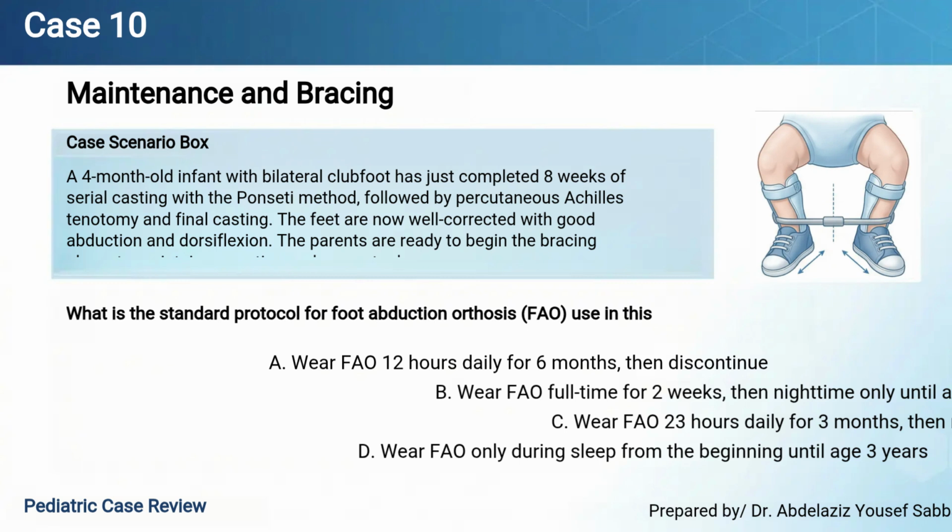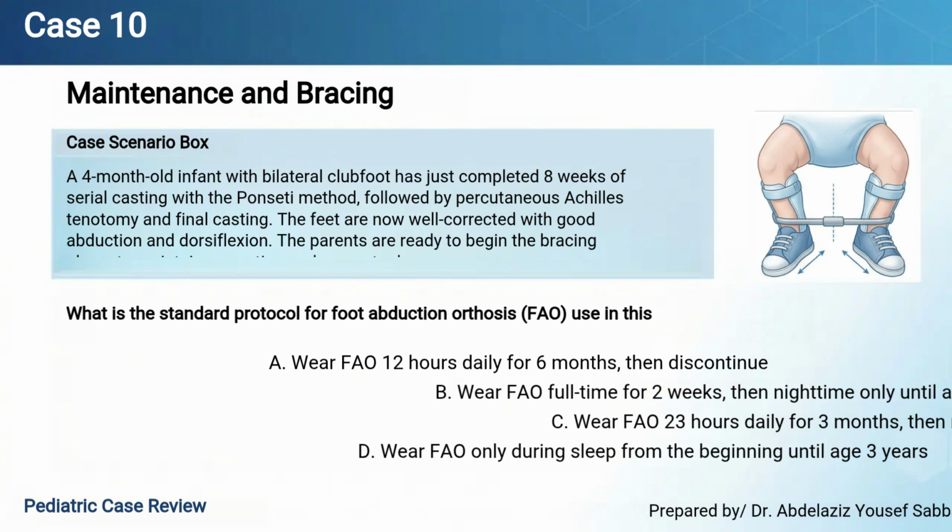The parents are ready to begin the bracing phase to maintain correction and prevent relapse. What is the standard protocol for foot abduction orthosis use in this patient? Option A, where the foot abduction orthosis is worn 12 hours daily for 6 months, then discontinued.